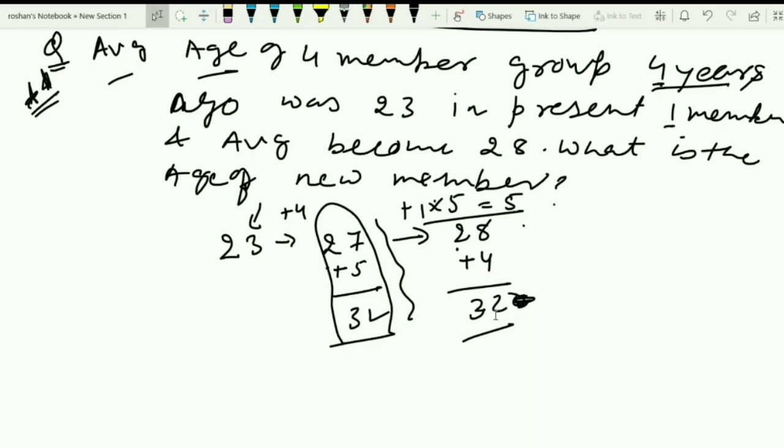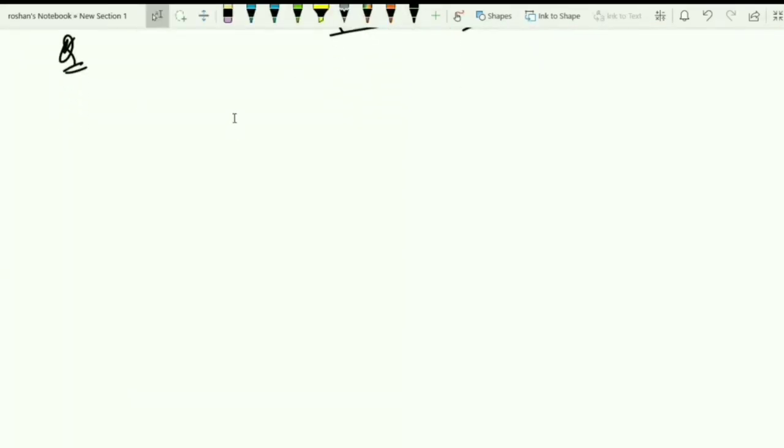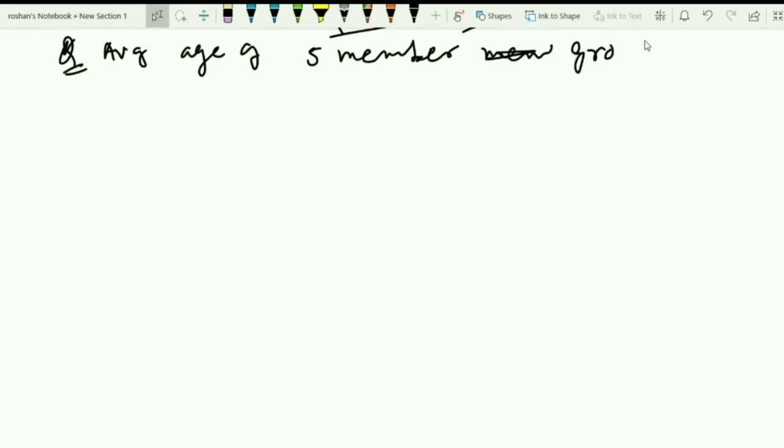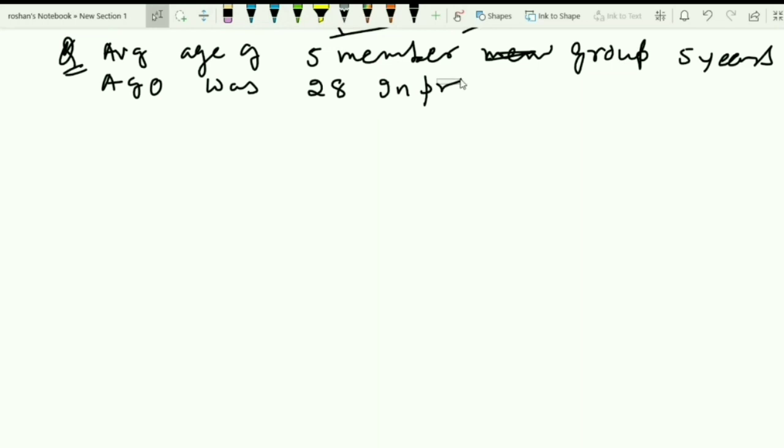I hope everyone understood this easy question. A lot of you said you'll be seeing this kind of question. How does the question come? They'll ask a similar kind of thing, like the average age of, let's say, a 5-member group 5 years ago was 28. In present, a new member joined. I hope all of you are writing the question.